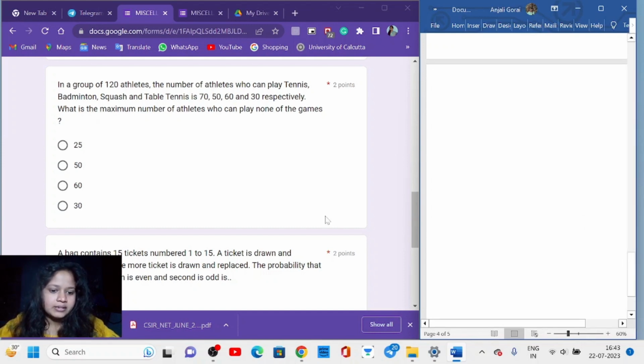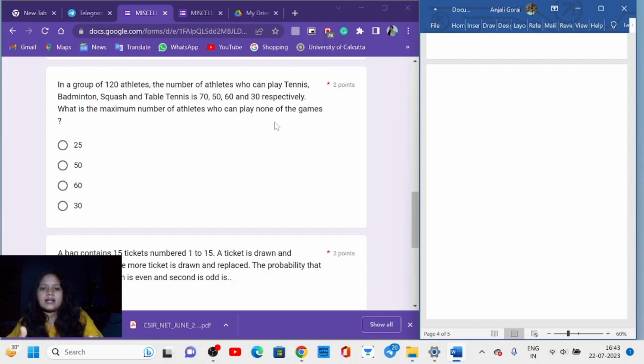Okay, so the next question says: in a group of 120 athletes, the number of athletes who can play tennis, badminton, squash and table tennis is 70, 50, 60 and 30 respectively. What is the maximum number of athletes who can play none of the games? So from this question, we can simply say that 70 students. So if we add up the whole number, we can see that the resulting number is exceeding 120.